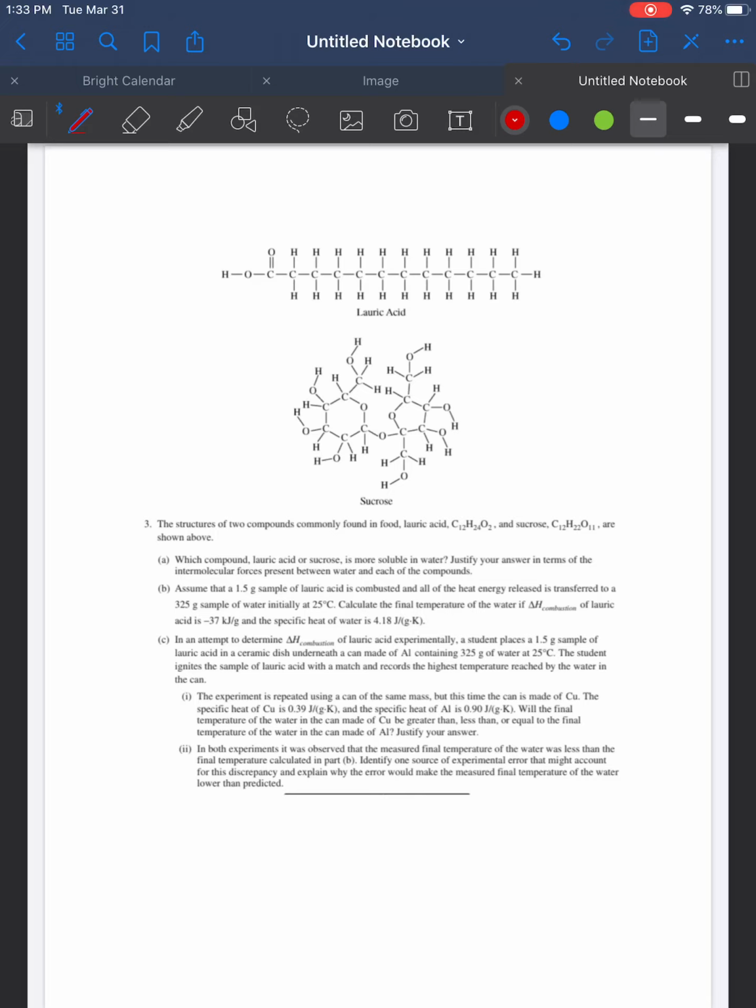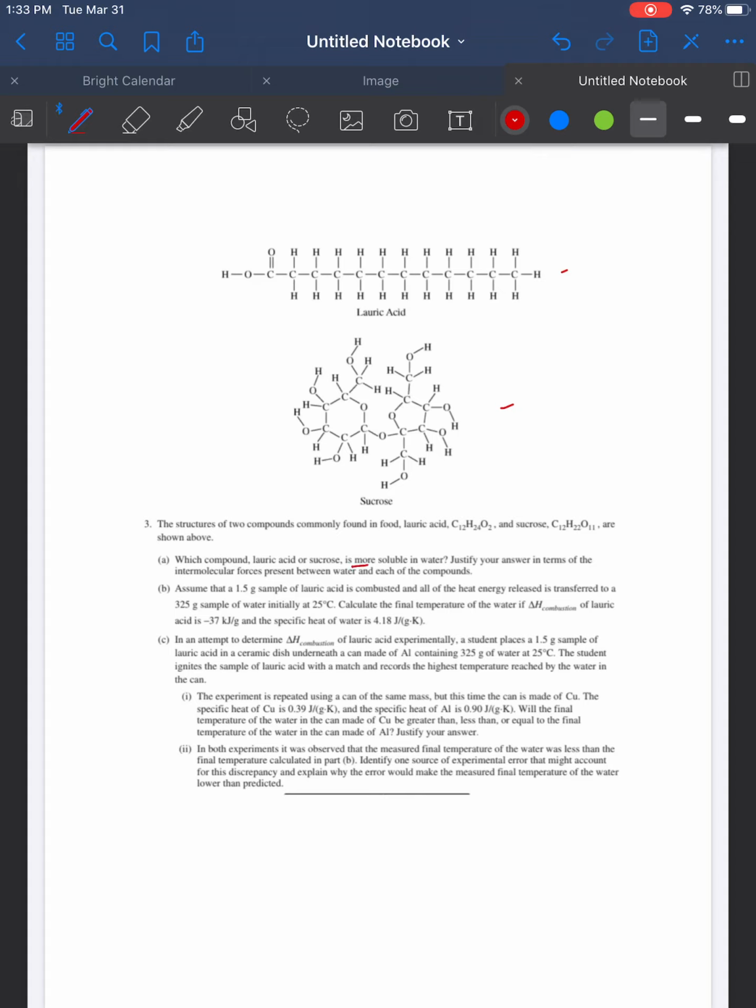So this is from the free response section. It says the structures of two compounds commonly found in food, lauric acid, which is here on top, and sucrose, which is your typical table sugar, posted here on the bottom, are shown above. So part A says, which compound, lauric acid or sucrose, is more soluble in water?